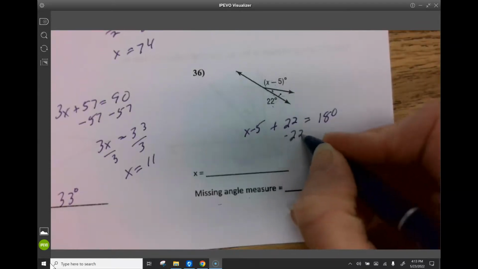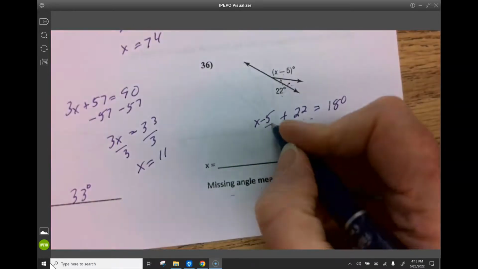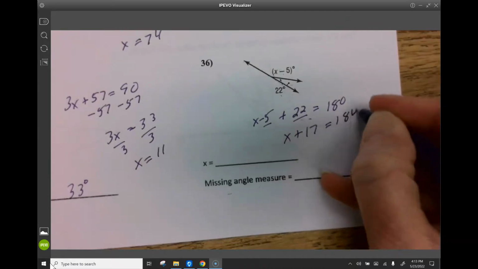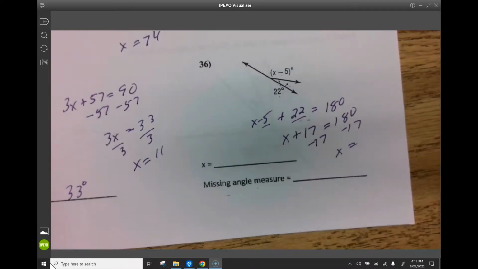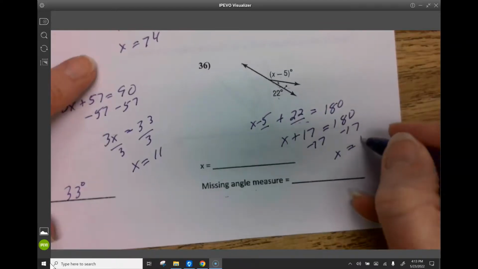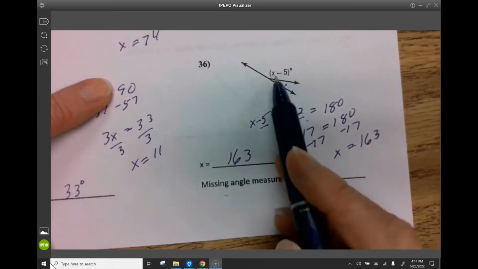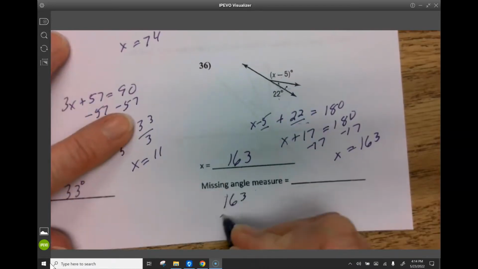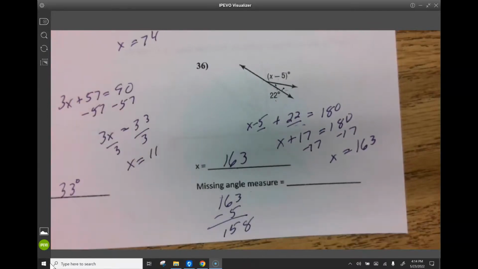So let's solve for x by subtracting, oh wait a second, hold on. Combine like terms, what am I thinking? These are like terms. So x plus 17, subtract 17, x is equal to 163. Wow, that's a big angle. So x is 163. If I subtract 5 from that, I'm going to have that angle right here. So to find the missing angle, I can take 163 minus 5, and I get 158. Let's double check that.